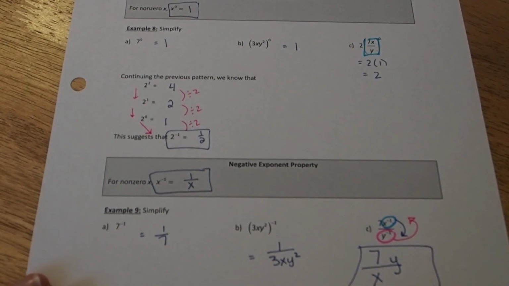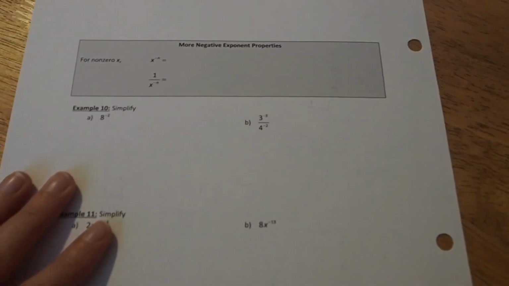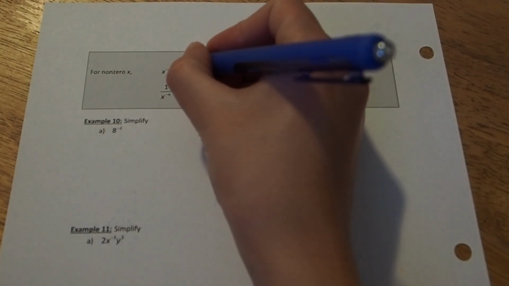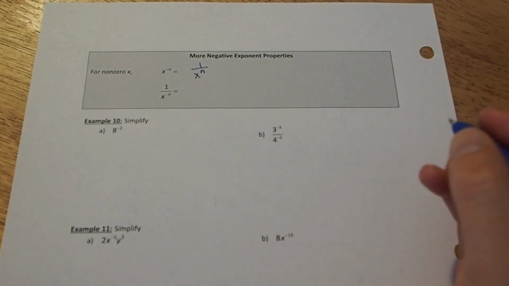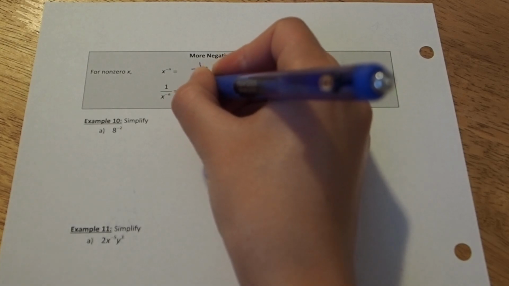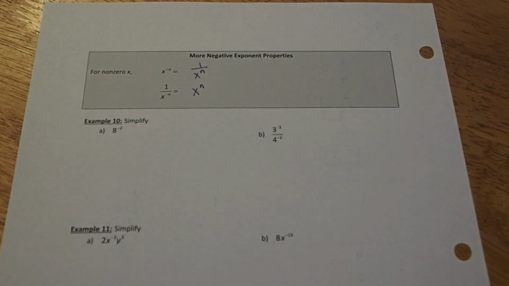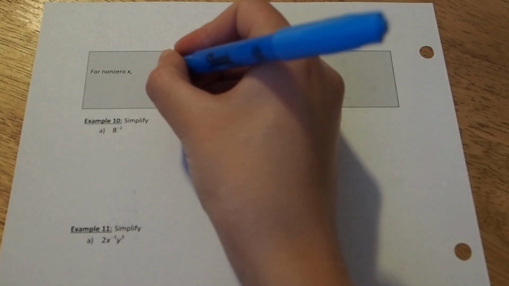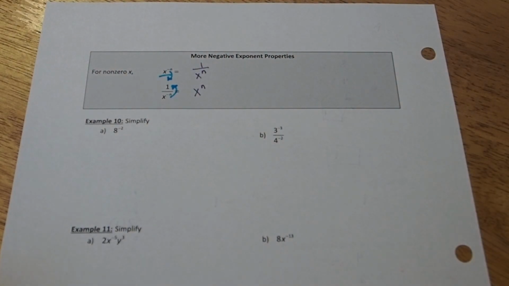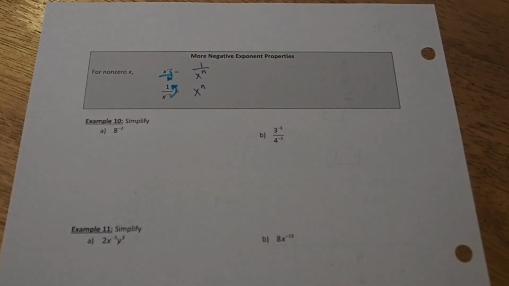That's going to lead us to our next property. For non-zero x, x to the -n is 1 over x to the nth power, and 1 over x to the -n is going to be x to the n over 1. So, just as a summary, if it is in the numerator already, it's going to move to the denominator. If it's in the denominator already, a negative exponent is going to move it to the numerator. Doesn't matter if the power is -1 or -2 or -3. The n value doesn't matter.